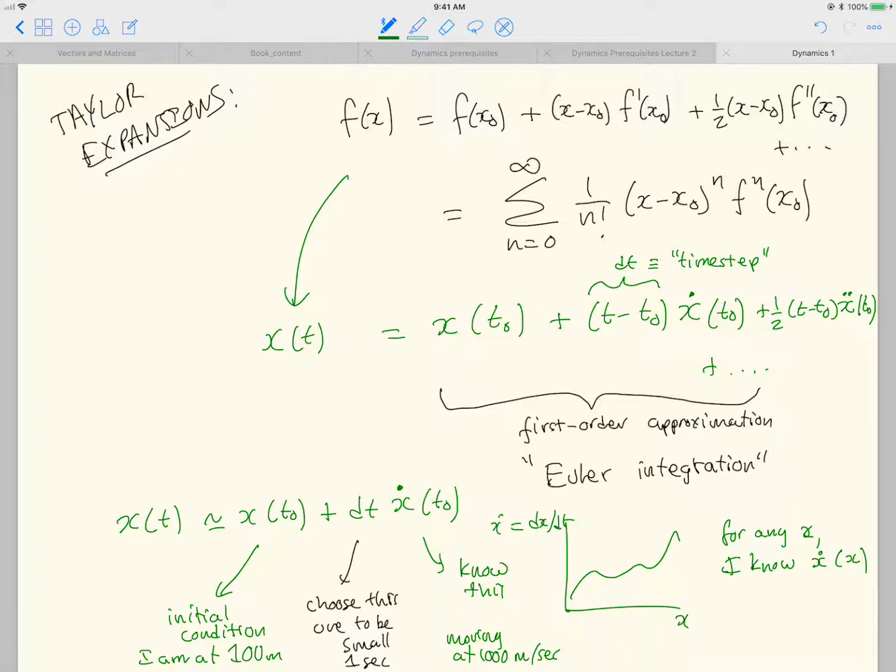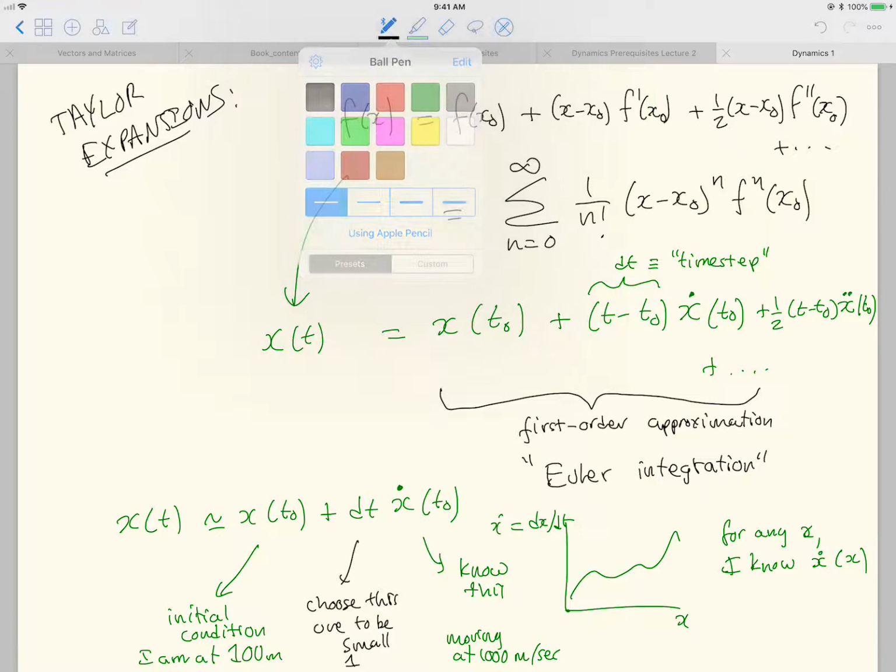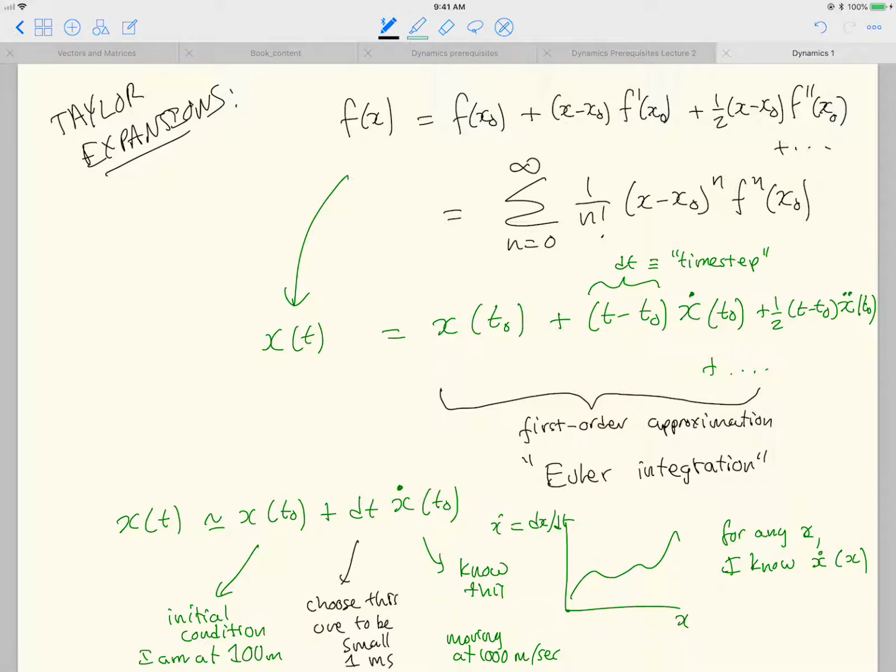And then the guess that was made followed exactly this approximation. It was 100 plus 1 second times 1,000 meters per second. Sorry, 1 millisecond. We didn't choose 1 second, we chose 1 millisecond. And that's where we got the guess of x of t being equal to 1,001 meters.